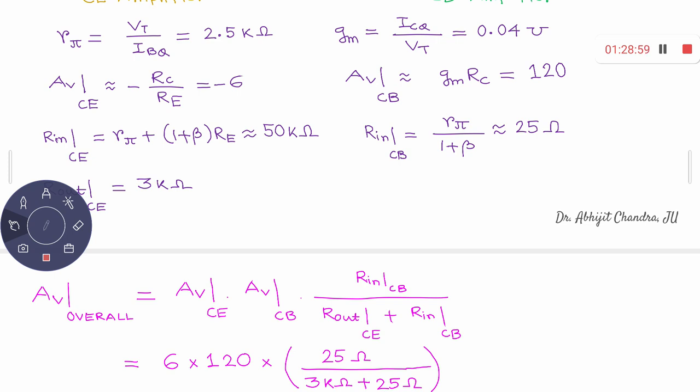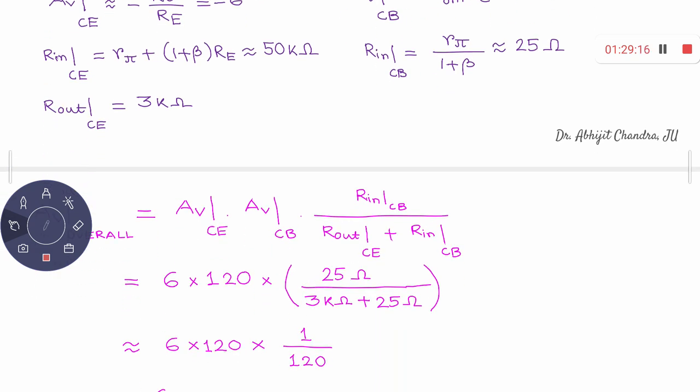Right? Here you have 6 into 120, or let it be 240 if there is some error in the calculation. And that ratio, 25 upon 3025. 25 upon 3025 is so small that their product is almost close to 120. 1 by 120. So the gain that you have received through the CB stage, it's close to 100, it's not exactly, that's why this sign is there. It's not exactly. 25 upon 3025, if you just calculate, what is the value? It's close to 1 by 120.